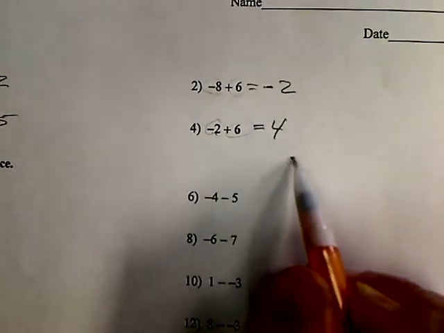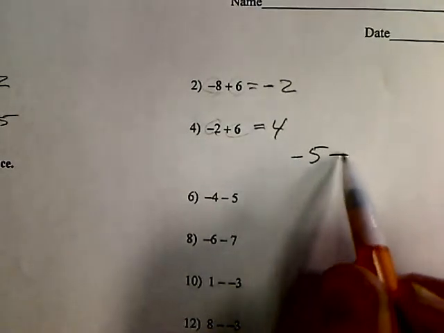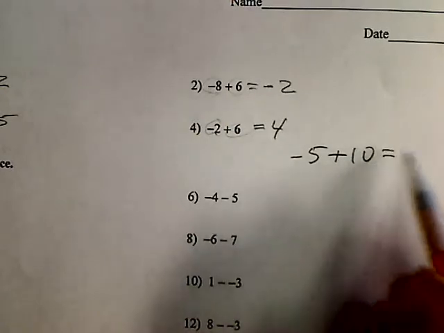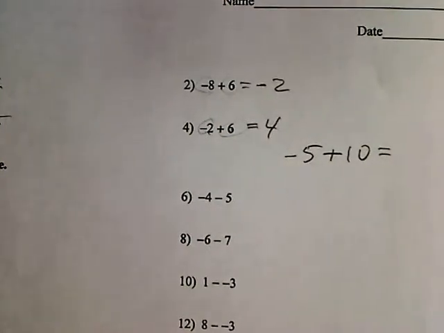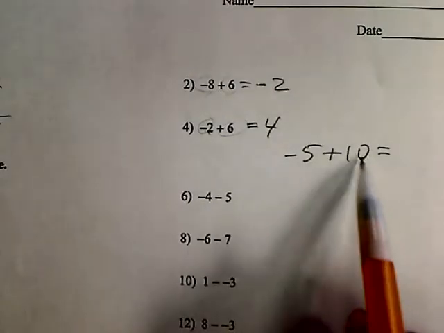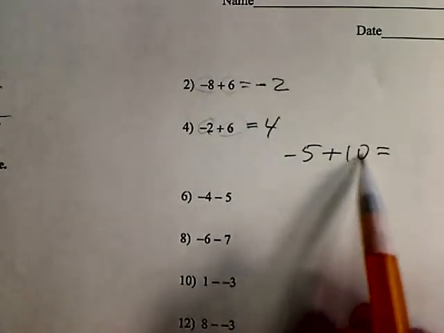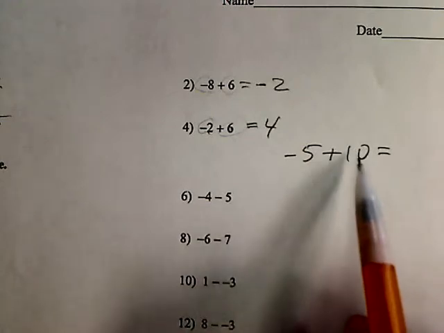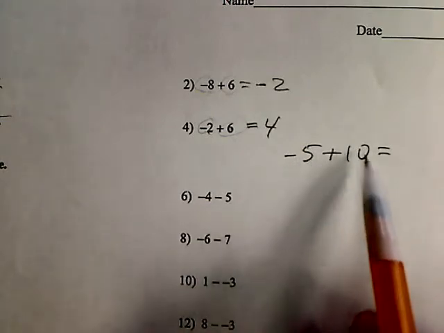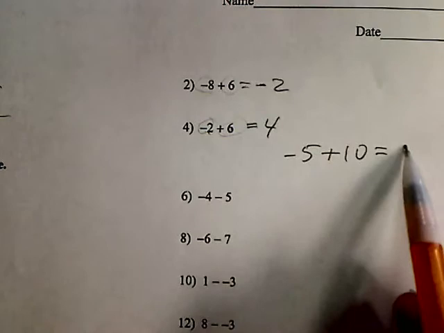Let's go. Negative 5 plus 10. First thing you want to do is go, is it going to be positive or negative? Well, this one's the big one, so it's going to be positive. So it's 10 minus 5, which is 5.